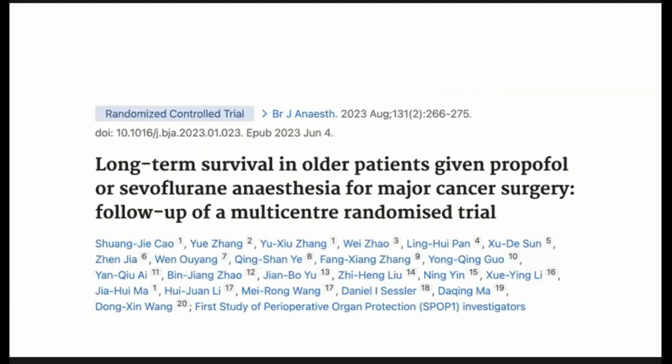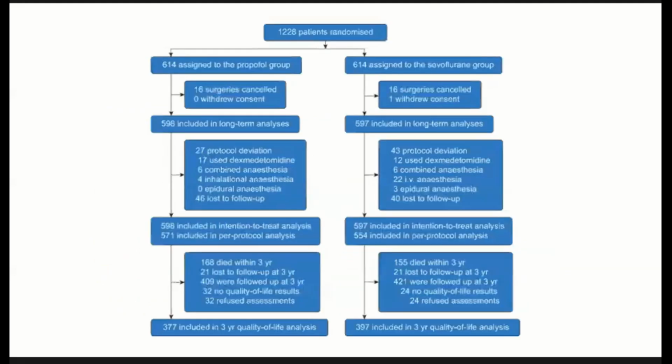And then this is the last randomized control trial I'm going to be chatting about with regards to this particular topic. It was performed also in 2023 and published in the British Journal of Anesthesia. They were testing the primary hypothesis that propofol-based anesthesia would improve survival over 3 or more years after potentially curative major cancer surgery. It was a long-term follow-up of a multi-center randomized controlled trial in 14 tertiary hospitals in China. So they recruited patients between 2015 and 2017, and just shy of 1,300 patients were enrolled in the underlying trial.